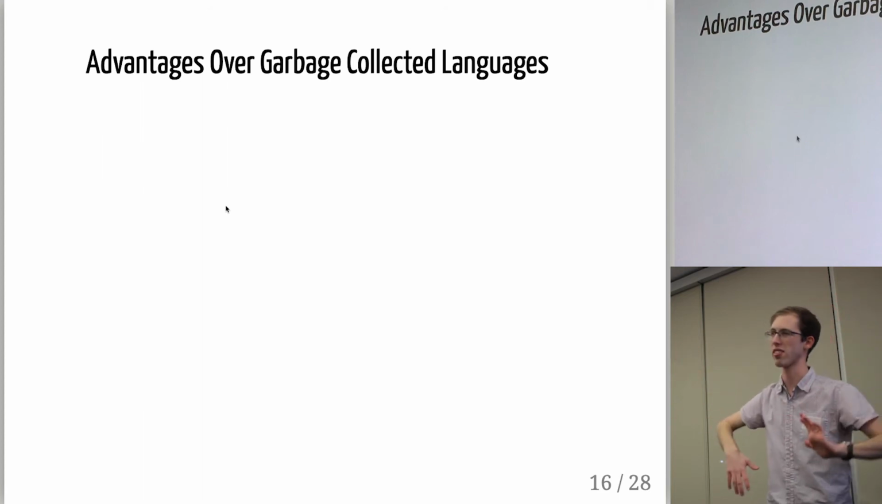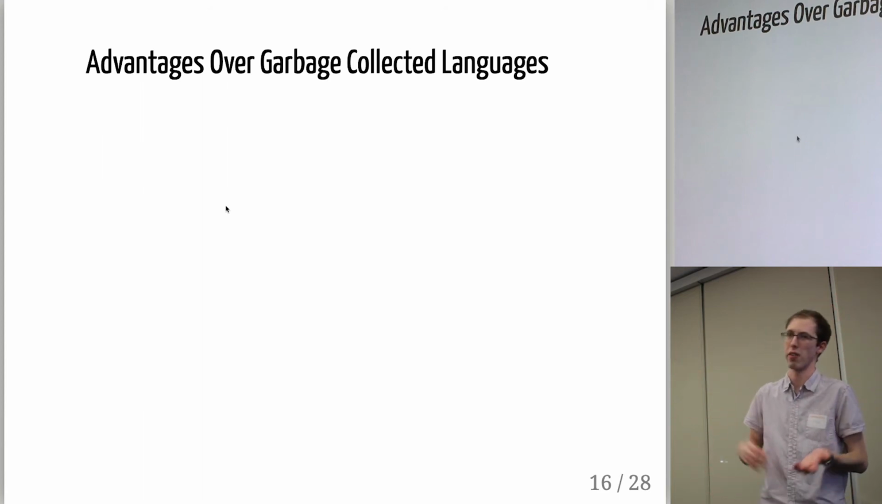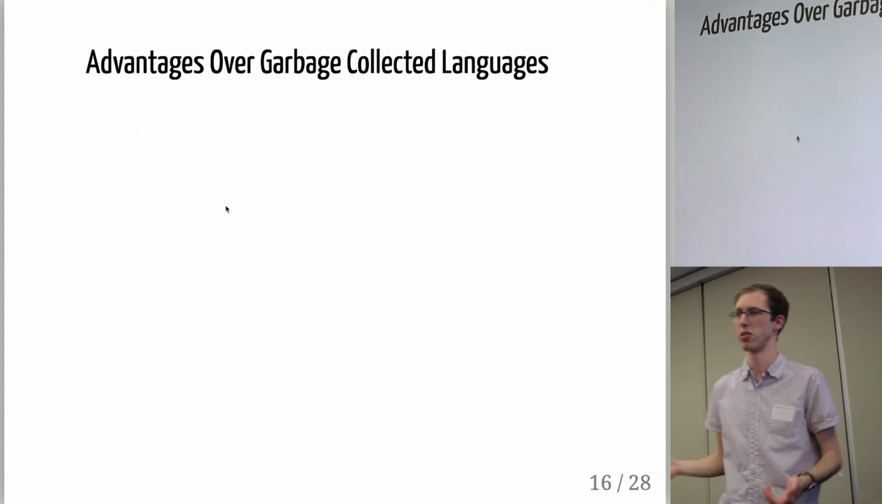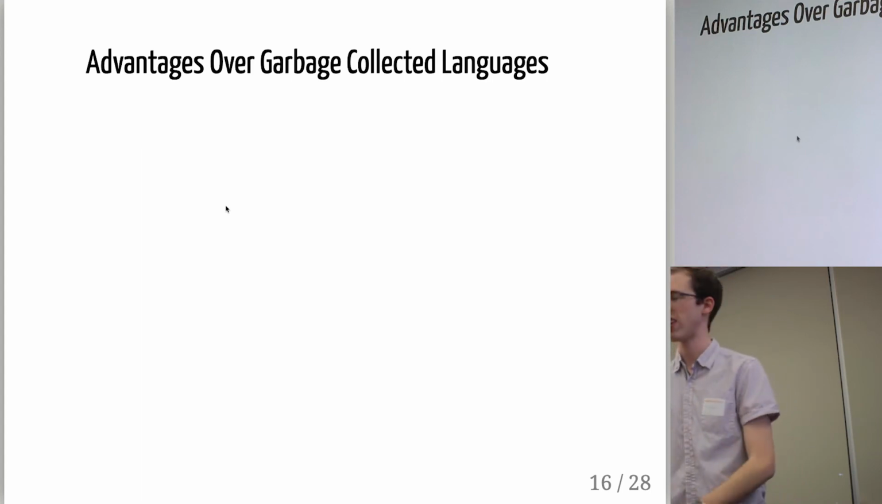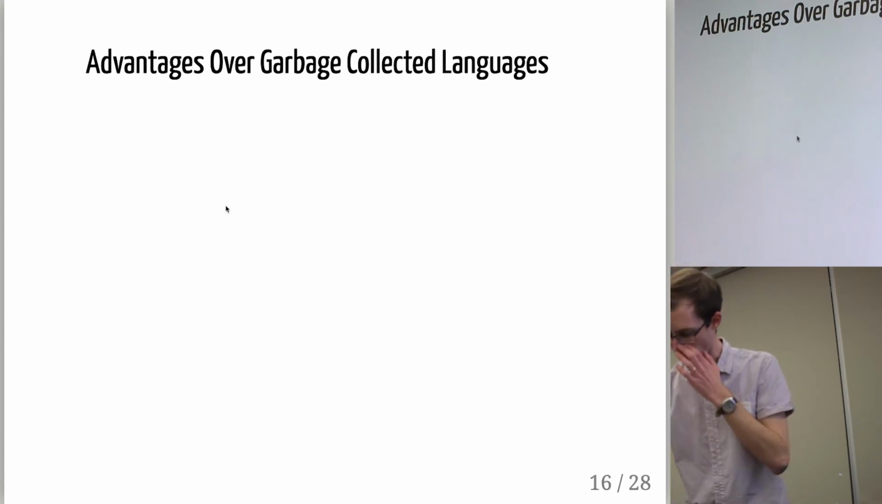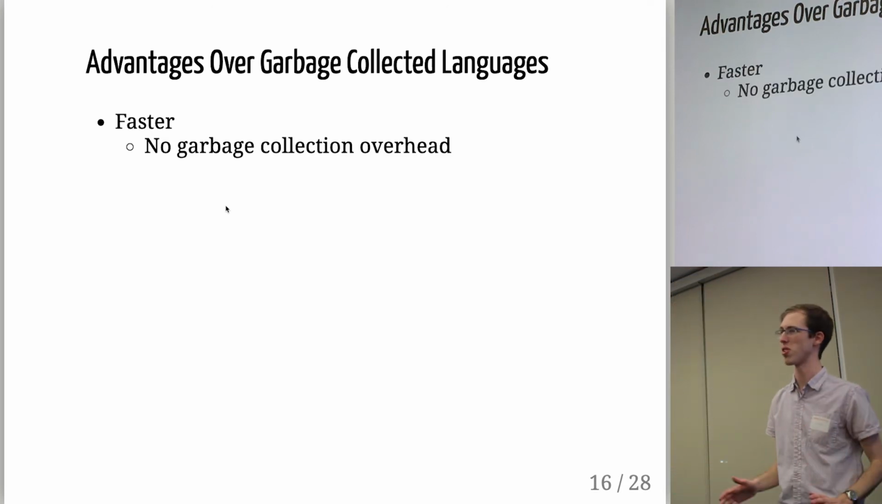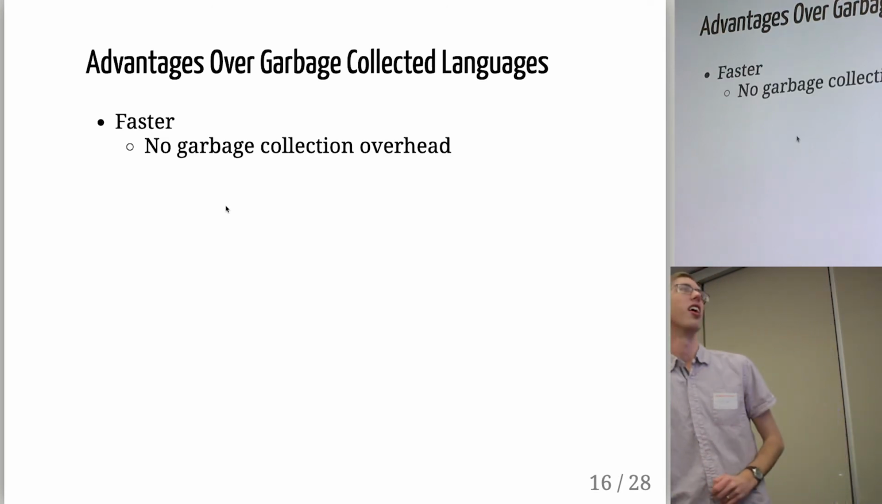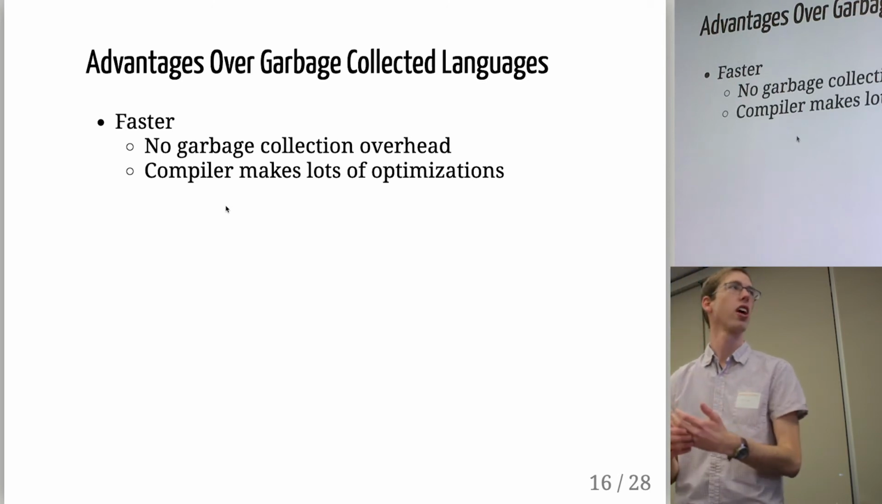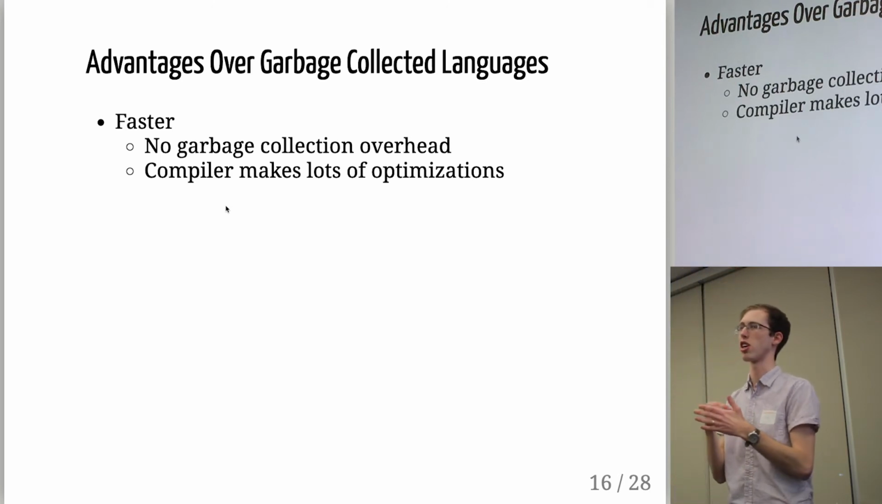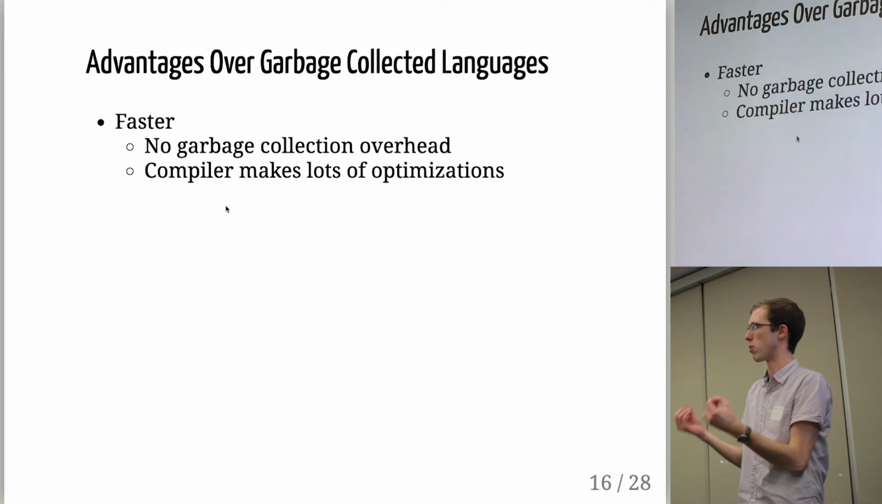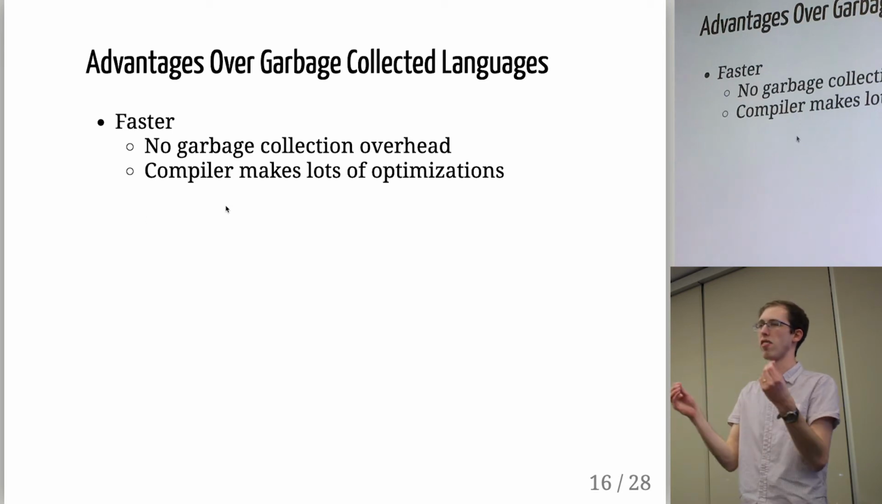A lot of you probably don't write C and C++. A lot of you are like, well, I write JavaScript, or I write Java, or Python, or TypeScript, or whatever, right? What advantages do I have over that? Well, one, it is a lot faster, right? We've mentioned this before. It's super, super fast. And there's no garbage collection overhead. Also, because the compiler knows so much about your program, it can make a ton of optimizations for you.